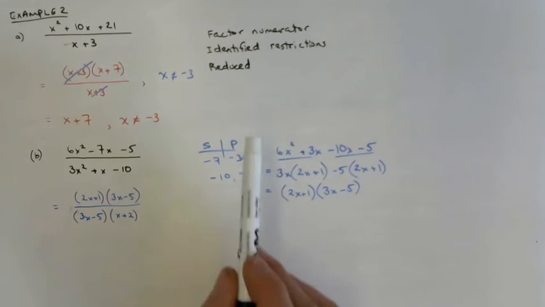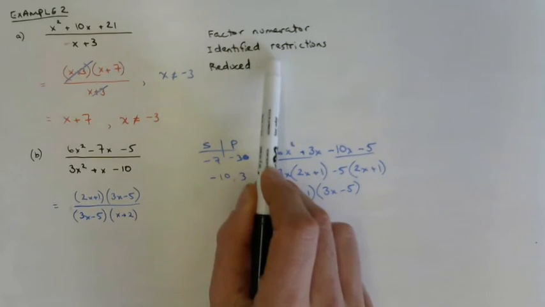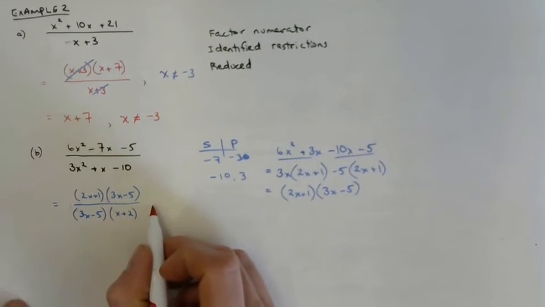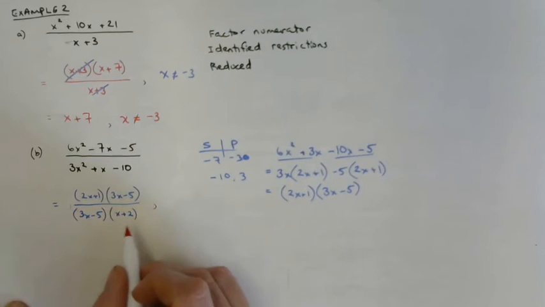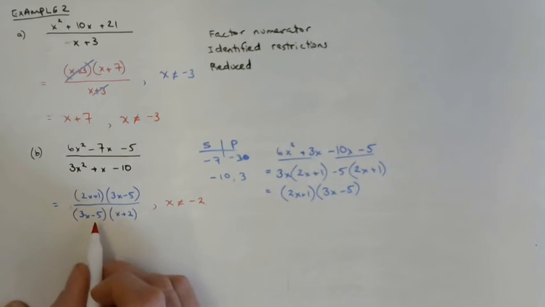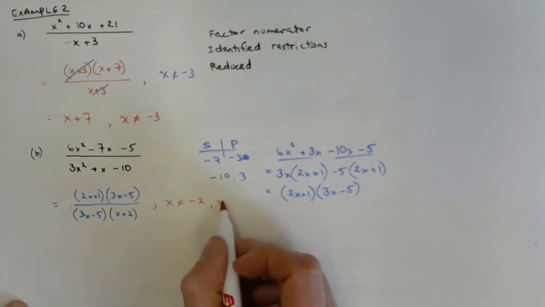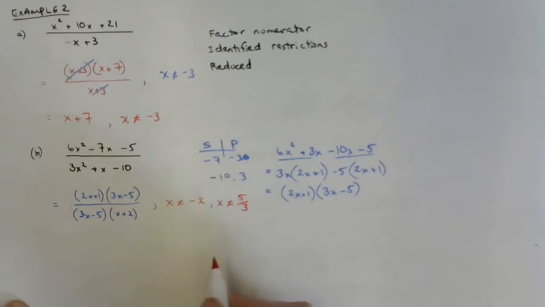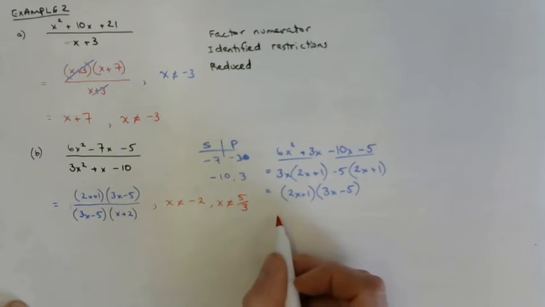What's our next step? Identify restrictions. Is there anything that x can't be? Well, here's a really easy one. X can't be -2. This one is kind of ugly. I know that x can't be 5/3. Okay? If you don't know that, then just go off to the side, pull it out.